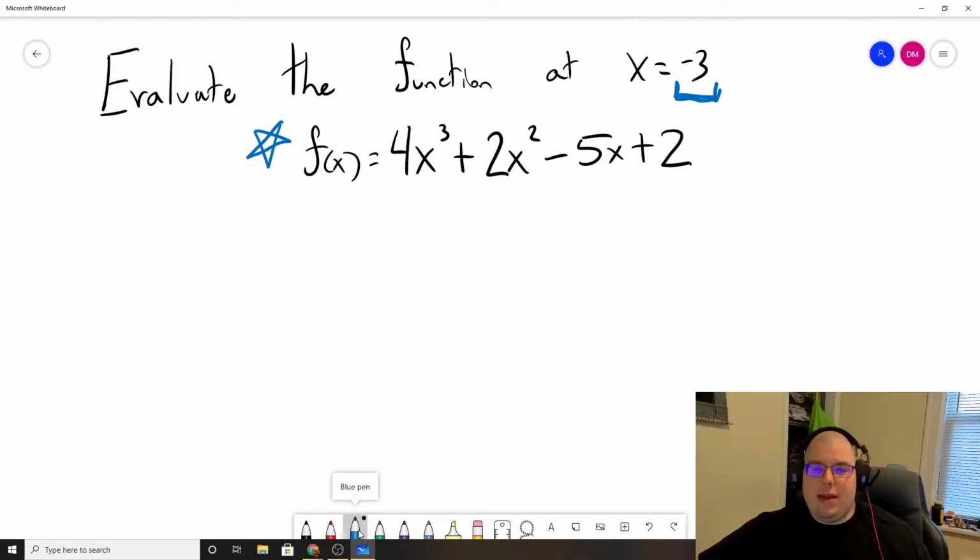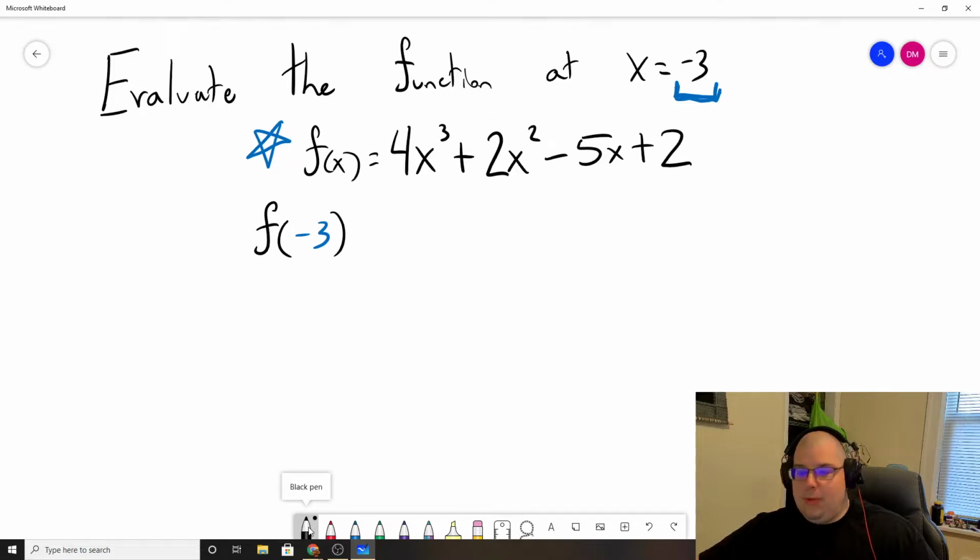Another way that they might say this is they might say evaluate the function, and then they might say f of, and then that same number will be in the parentheses of the function. And that just means in both of these cases that we're going to replace the x, all of the x's in the function, with that number. So let's see what that looks like. Everywhere there was that x, we're going to replace it with this -3.